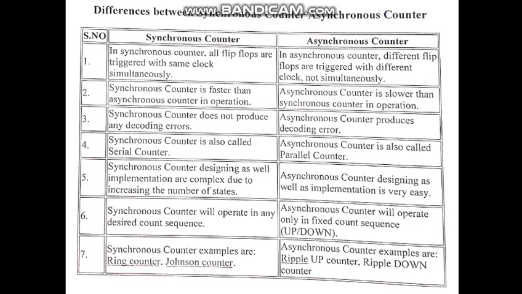Synchronous counter designing as well as implementation is complex due to the increasing number of states, whereas asynchronous counter design and implementation is very easy. A synchronous counter will operate in any desired count sequence, whereas an asynchronous counter will operate only in a fixed count sequence, up or down. And the last one: examples of synchronous counters are the ring counter, Johnson counter, and so on, whereas examples of ripple counters are the up counter, down counter, and so on.